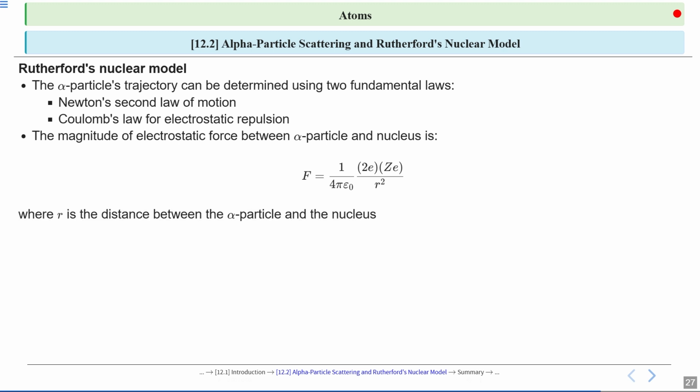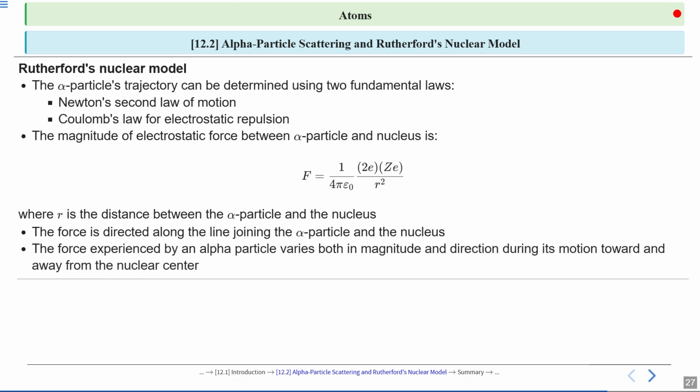Here r is the distance between the alpha particle and the nucleus. The force is directed along the line joining the alpha particle and the nucleus. So this is a central force. This means the direction of force changes as the alpha particle moves, not just its strength.